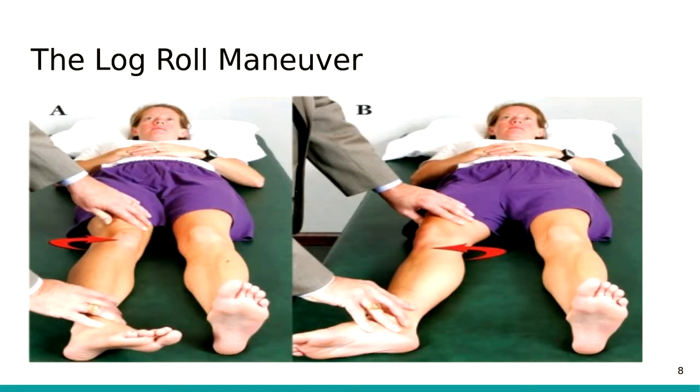This is the picture of the log roll maneuver. It is the single most specific test for hip pathology. With the patient supine, gently rolling the thigh internally and externally will produce severe pain at the hip and indicate fracture. We should also assess the distal pulse, color, temperature, and sensation of the affected extremity and document it accordingly. And there is a significant chance of internal bleeding in hip fracture patients. Therefore, vital signs should be monitored and anemia should also be assessed.